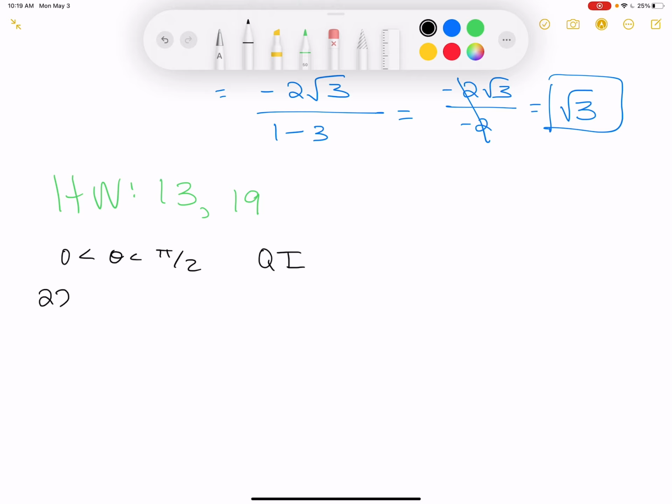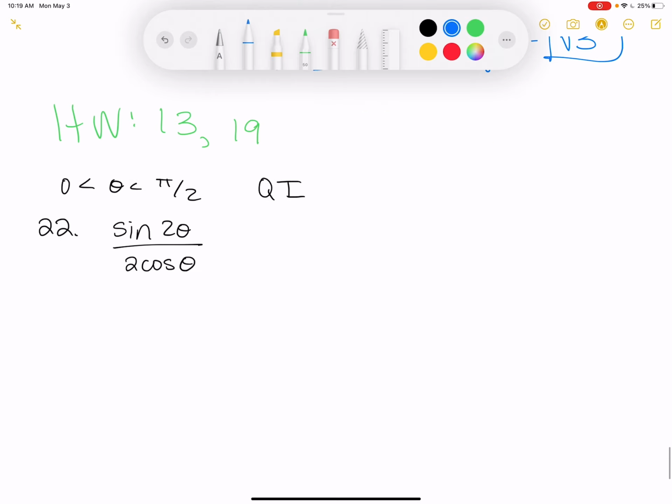So 22, we have sine of 2 theta over 2 cosine theta. We need to get rid of any double or half angles and then simplify it down as far as we can. What do you mean simplify? Is that using that stuff that we learned that one time? Just canceling stuff out. We can do that. That's easy. Ew, that is not easy.